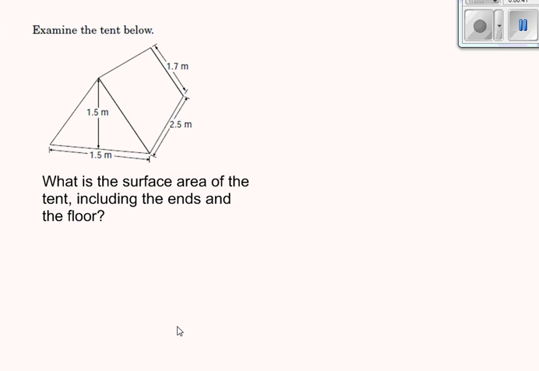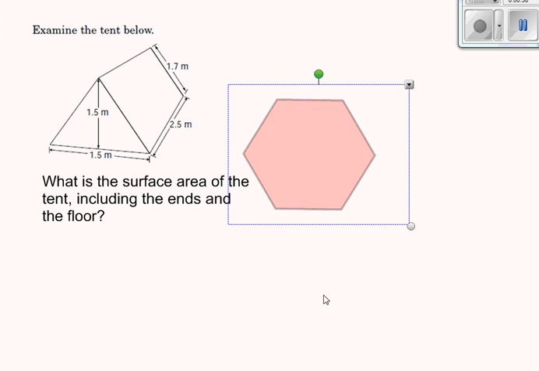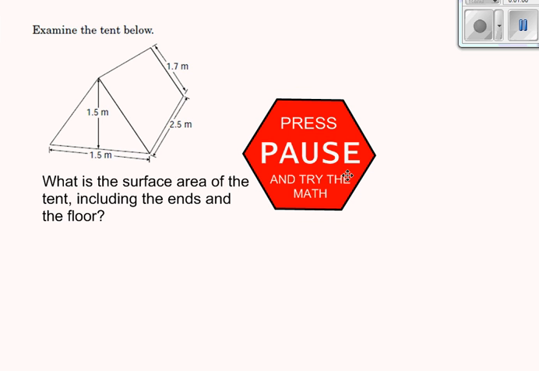The first question says, examine the tent below. What is the surface area of the tent, including the ends and the floor? So we know we have a surface area question. We know that this shape is clearly a triangular prism. So with that in mind, I'm going to ask you to press pause on the video. Try the math on your own, and I'll see you on the flip side.